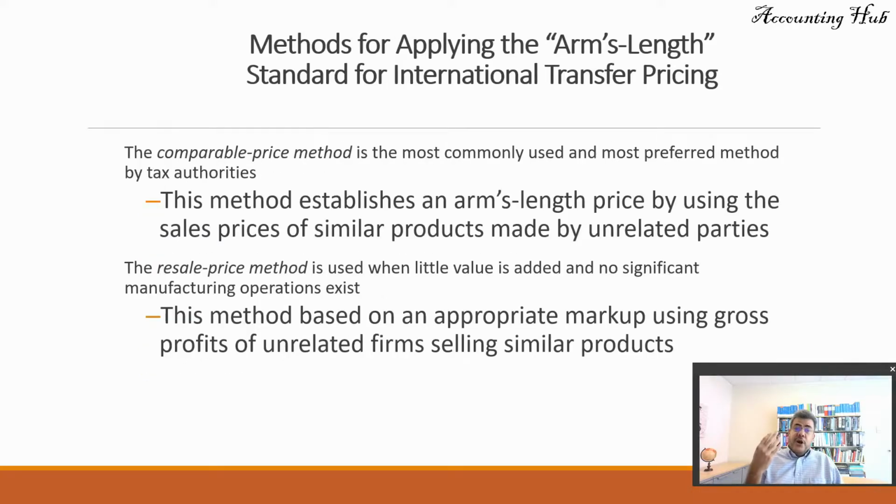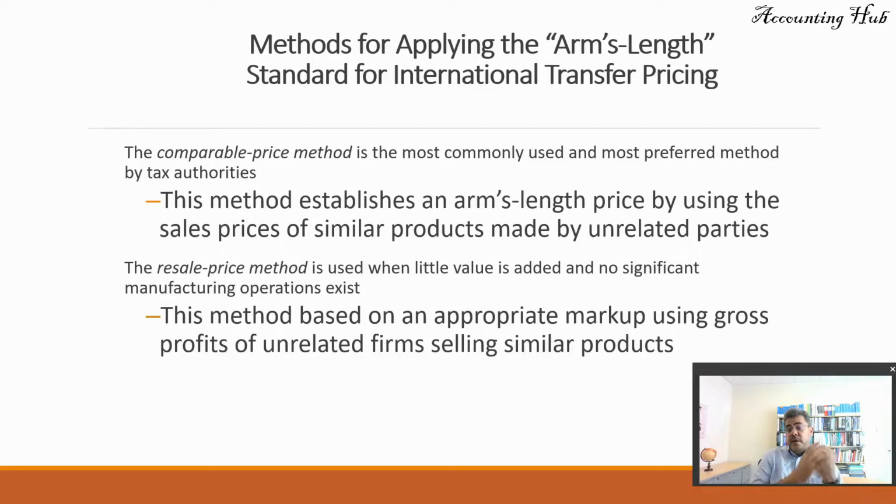Usually we have four methods, and then we have the arm's length standard. What is the arm's length? It is basically a fair transfer price. The comparable price method is the most commonly used and most preferred method by tax authorities. This method establishes an arm's length price by using the sales price of similar products made by unrelated parties.